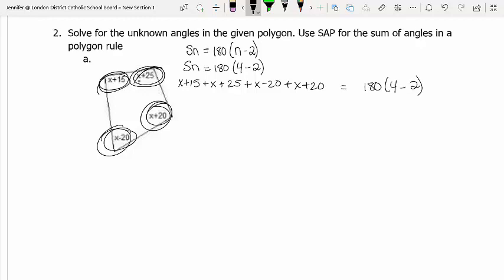Alright, let's simplify this a little bit. On the left side, I'm going to collect all my like terms. So I have x plus x plus x plus x, which is 4x. And then I have 15 plus 25 minus 20 plus 20, which is 40. And then over here, I can simplify the 4 minus 2.